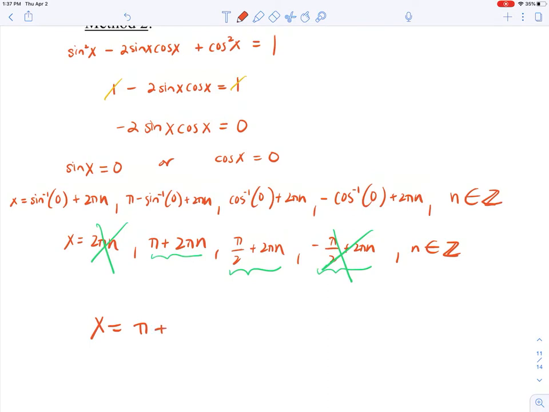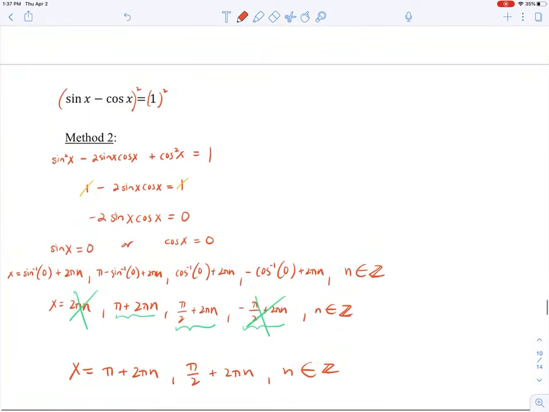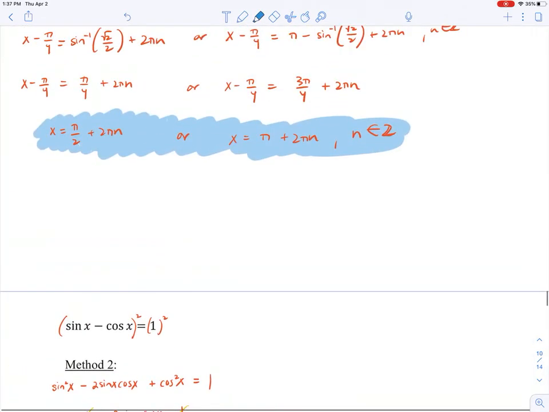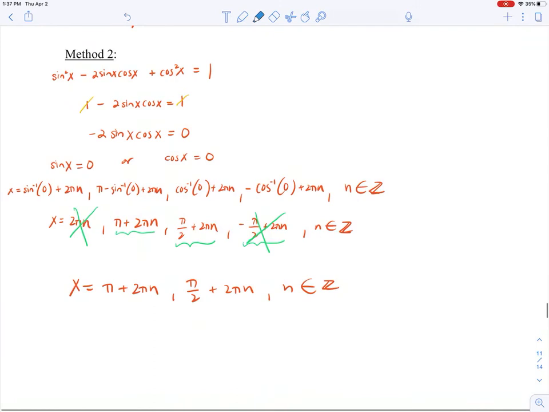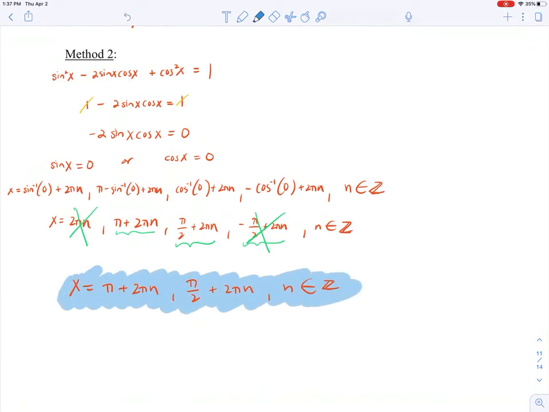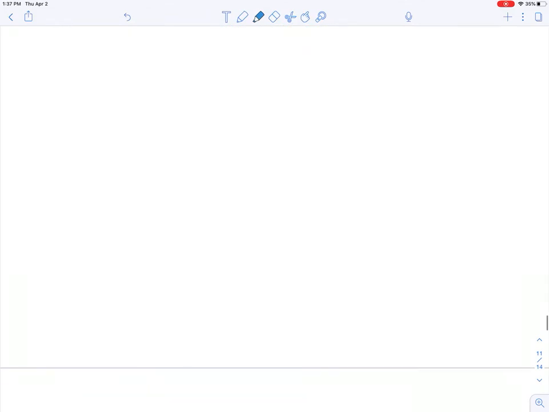So our general solution set is x equals pi plus 2 pi n, as well as pi over 2 plus 2 pi n, where n is an integer. And you can see that that actually matches what we came up with using that first method of just using trig identities.